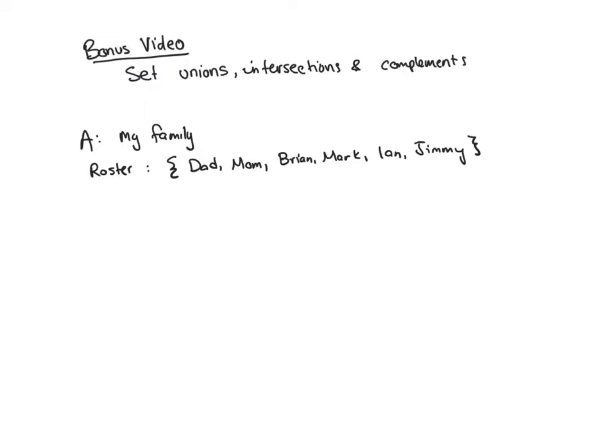I could also list this out in set builder notation. So in set builder notation, I would have the set X, where X is a member of, let's say, my immediate family. I'm not including in-laws or aunts and uncles or grandparents. I just have my immediate family here. All right. So now we can think about unions and intersections, but we need a couple sets first.